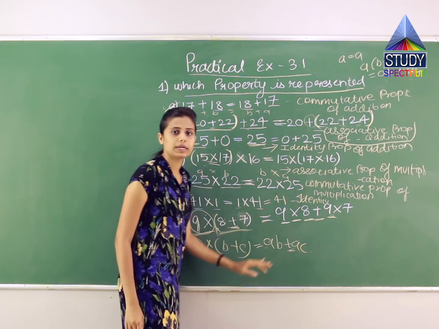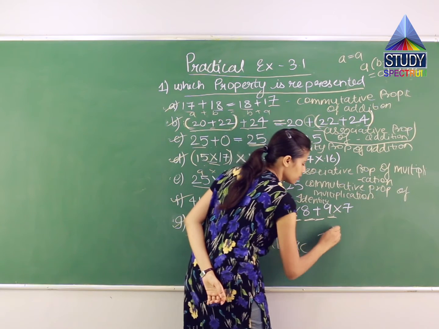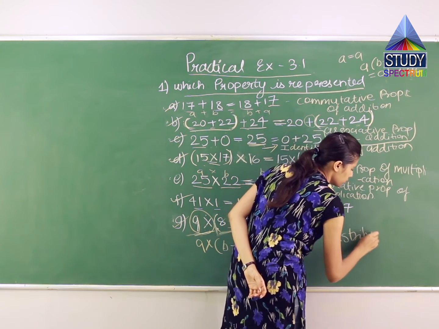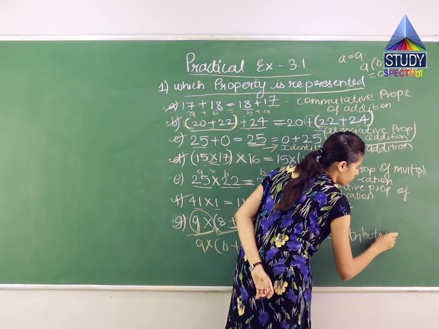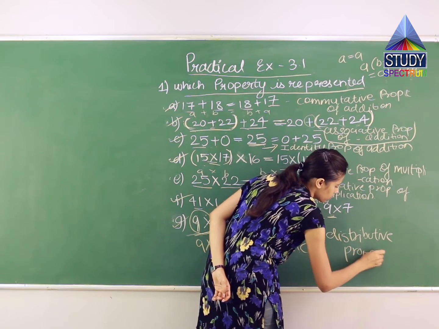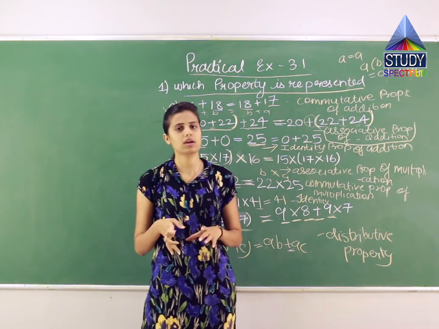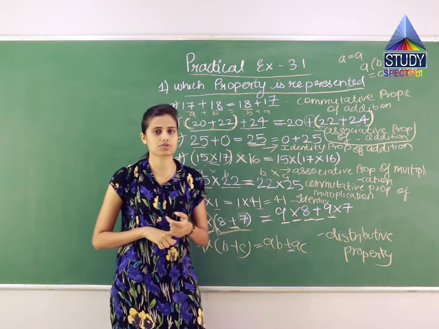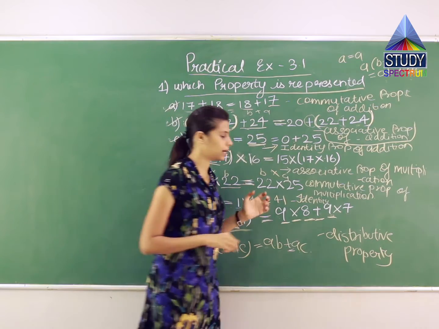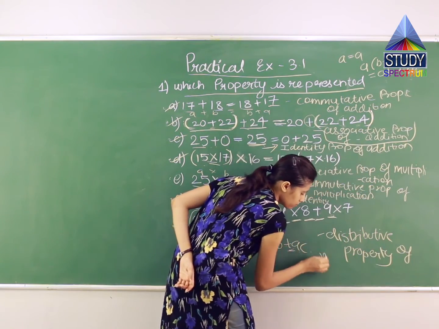So which property is this? This is distributive property. Tell me, is this property for addition, multiplication, division or subtraction? Distributive property is only for what? Only for multiplication. So it is distributive property of multiplication.